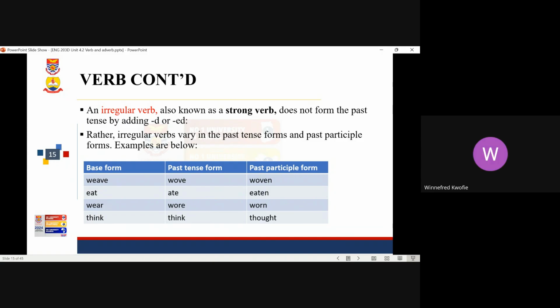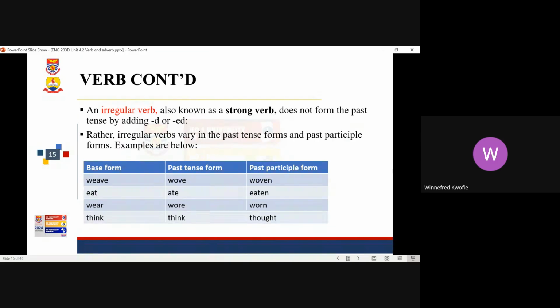So when it comes to irregular verbs, they do not mark their endings using D or ED, and they are known as strong verbs. So with irregular verbs, sometimes the past form may even be the same as the present form. And then sometimes in forming the past tense, the vowel in the middle will change. So let's look at these examples.